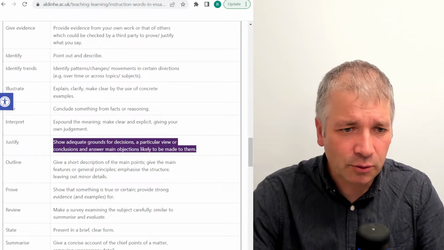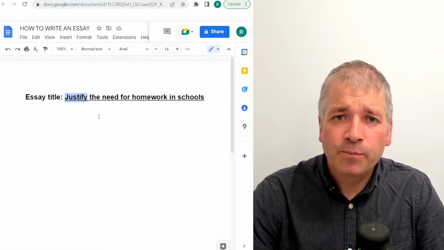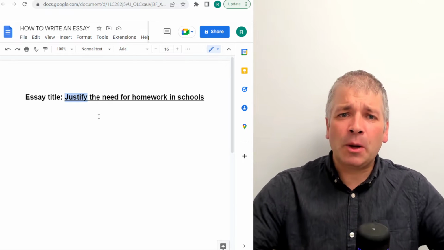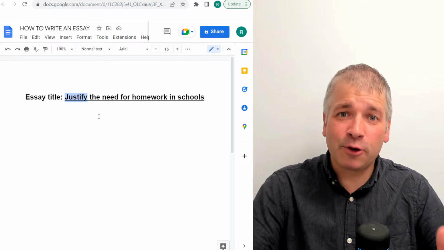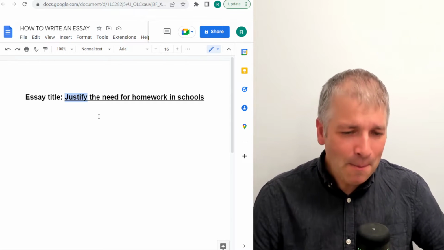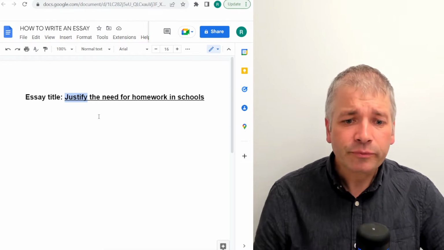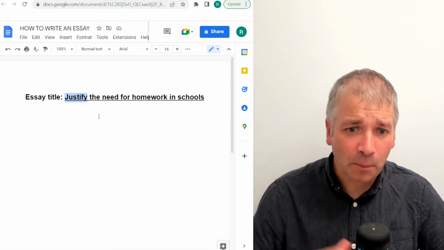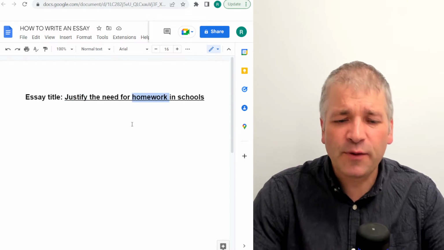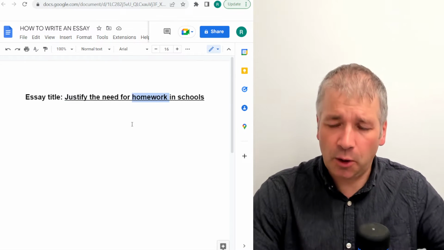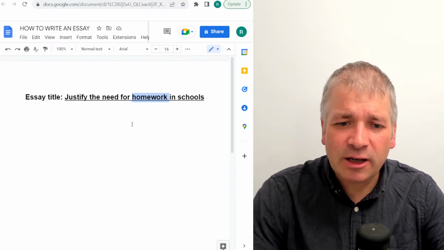So if we go back to our title, justify the need for homework in schools, we need to give information that proves the need for homework in schools is correct. So that's our main focus when we're writing the essay. So that's the instruction word. Number two, we need to find the main topic word. And the main topic word here is homework. So the focus of our essay is the word homework, work that you do at home, in schools or any educational setting. And then we need to identify the restrictions.